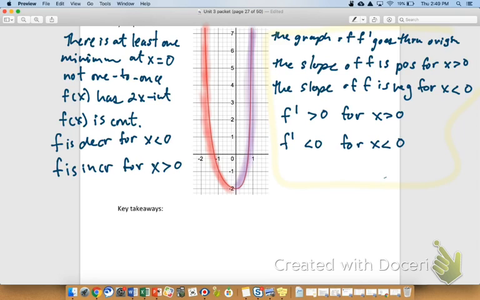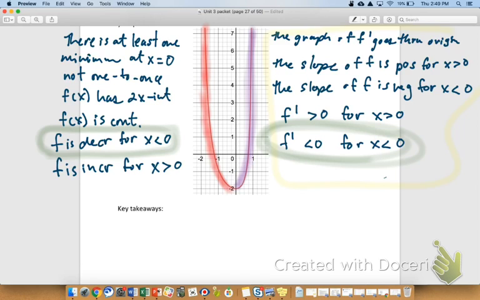Do you see how I wrote it in a bad order here? Do you see how the two green pieces go together, the two green statements? F is decreasing on the left side. F prime is negative on the left side.